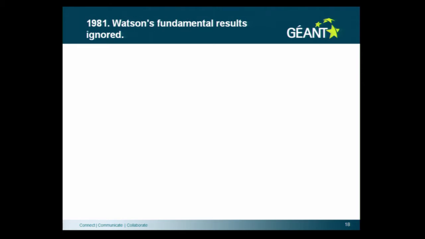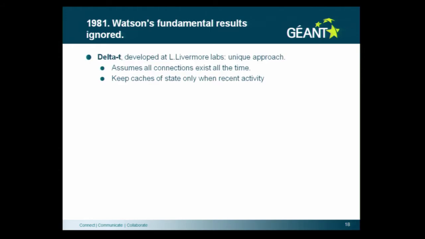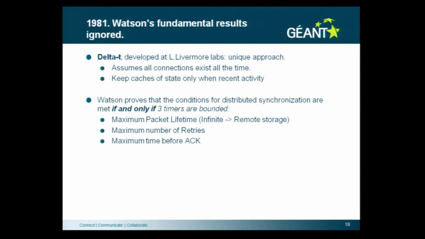That was around '77. And then in 1981, there was a fundamental paper by Richard Watson, which is called Delta-t, which is a reliable transmission protocol, with similar functionality to TCP/IP, and it has a very unique approach. It just assumes that all connections exist at all times, but it only keeps the state for connections which have recent activity. And he proves that you can have distributed synchronization if you are bounding only 3 timers. The first is the maximum packet lifetime.